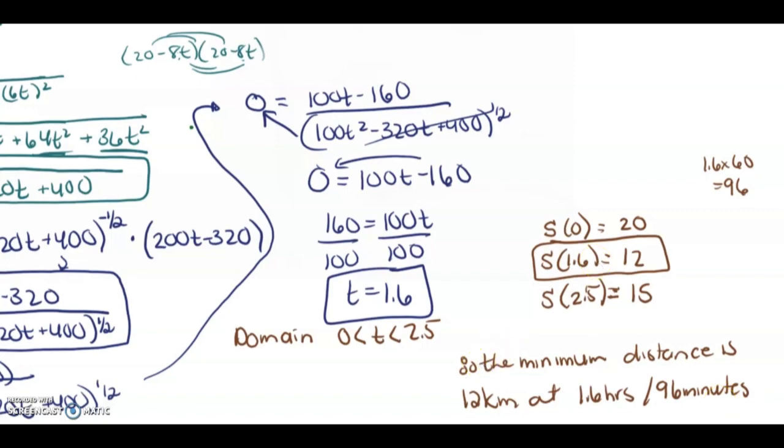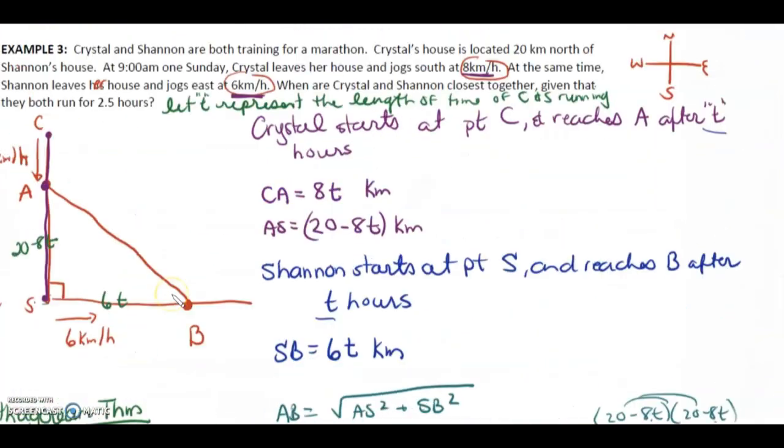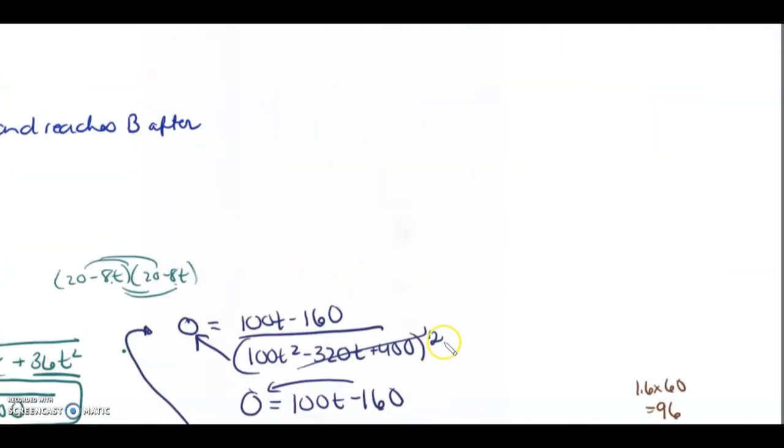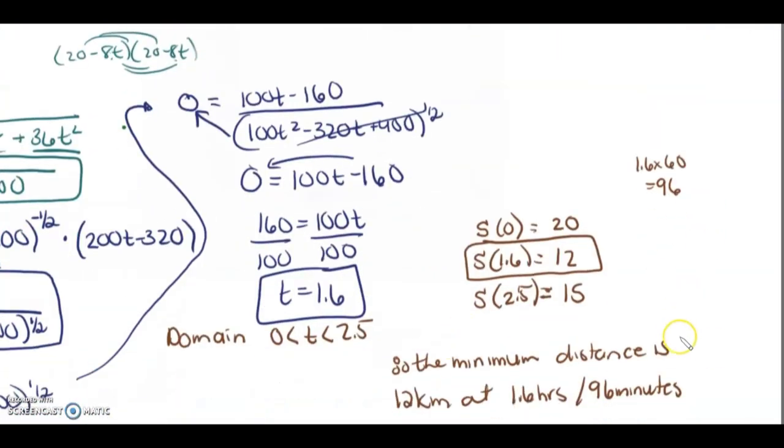If you refer back up to the original question, it did say that they left at 9 a.m. So if they left at 9 a.m. and you ran for 96 minutes, so that's 1 hour, 6 minutes, so it's 10:06. Oh, sorry, 1 hour, 36 minutes, 10:36. So 10:36 a.m.